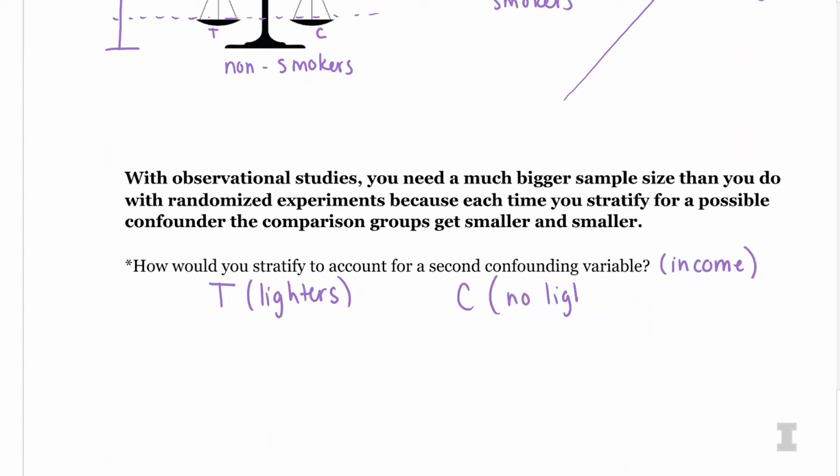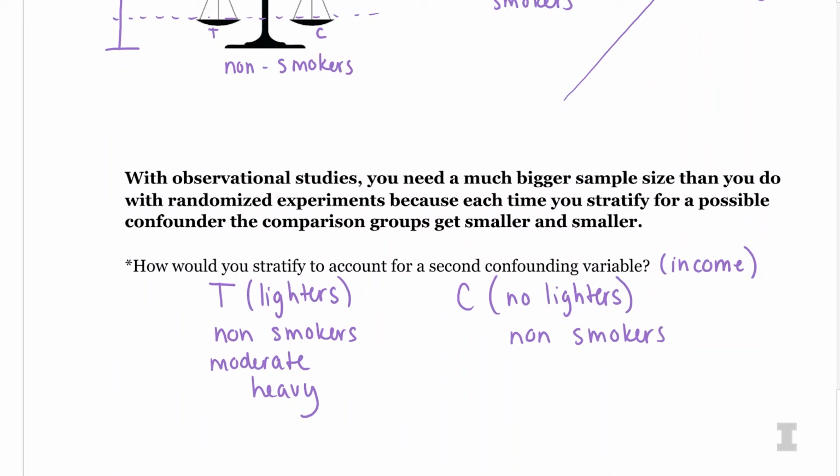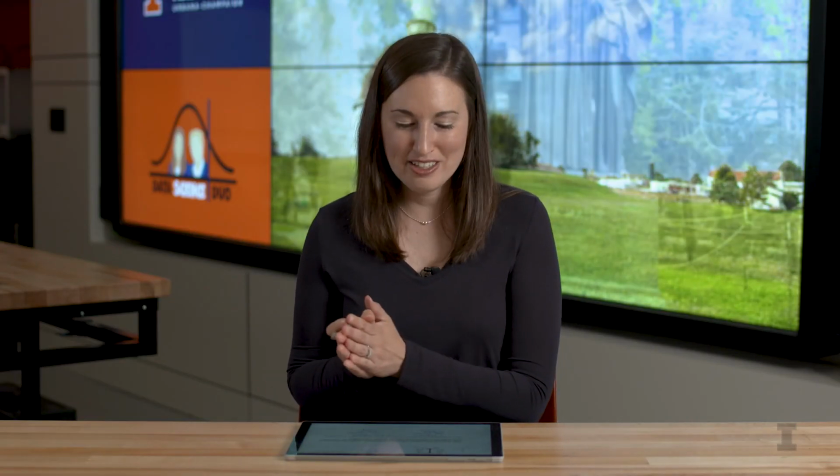With stratification, we want to make multiple comparisons. We divided the treatment group into non-smokers, moderate smokers, and heavy smokers, and then we did the same for the control group. Then we made sure to compare apples to apples. We want to compare the non-smokers in the treatment to the non-smokers in the control, the moderate smokers in the treatment to the moderate smokers in the control, and same with the heavy.